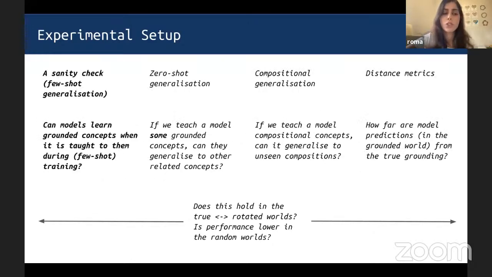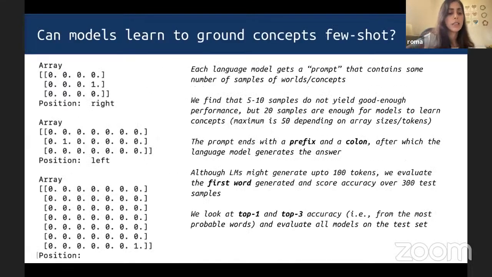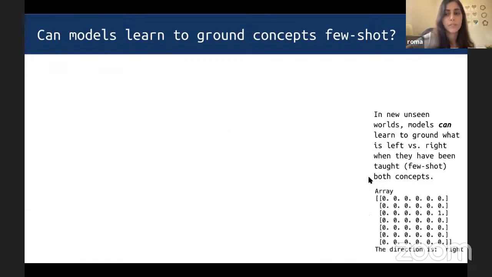So the first one, which is few-shot generalization, this, for example, is a snippet of an example prompt that we would give to the model. So the language model sees some number of arrays, and in the few-shot setting, we show it all the concepts. For example, we show it what it means to be right, and we show it what it means to be left. And then we just want to test if it can even learn these. So for example, in this new array, can it learn that this was right, given that it saw different arrays that had a 1 at the right? And does it know what left is? And we do this over roughly 300 samples to assess what the model's accuracy is. And like I said, the model might generate up to 100 tokens, but we just evaluate the first word.